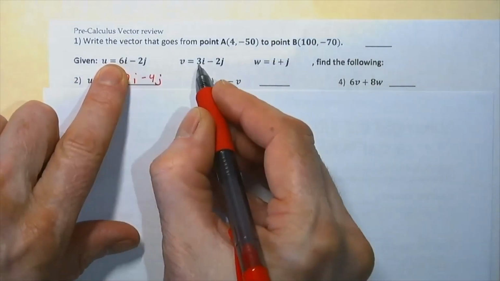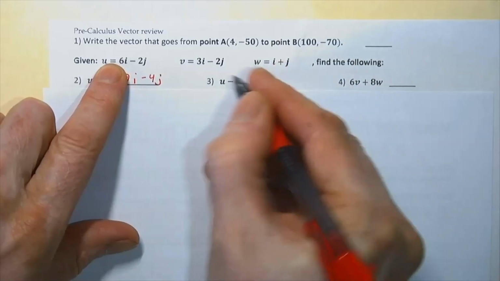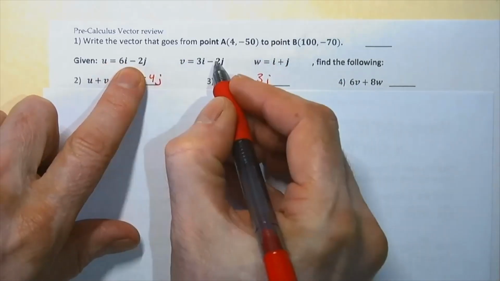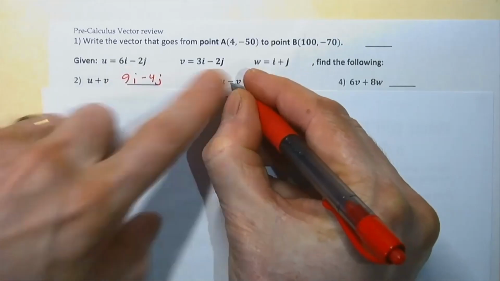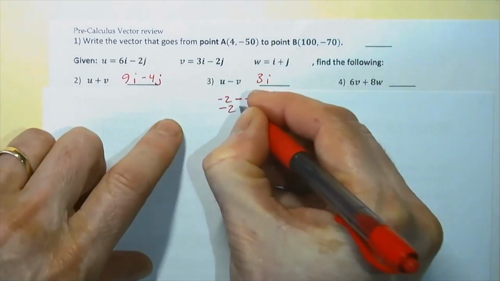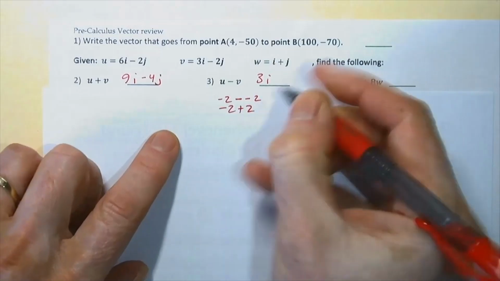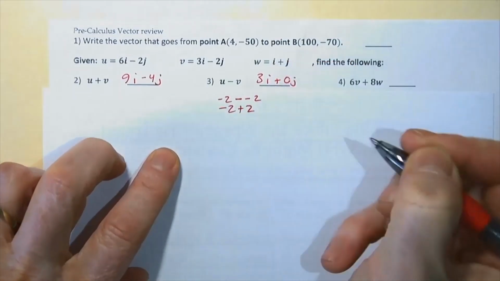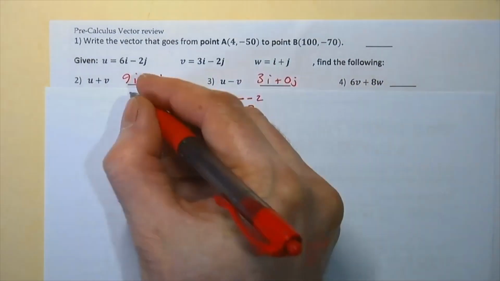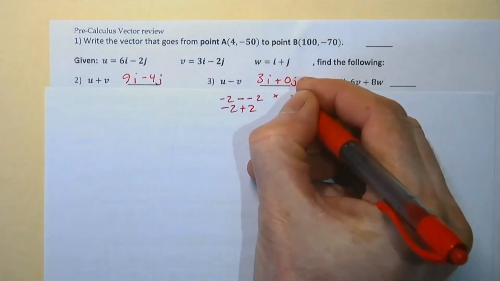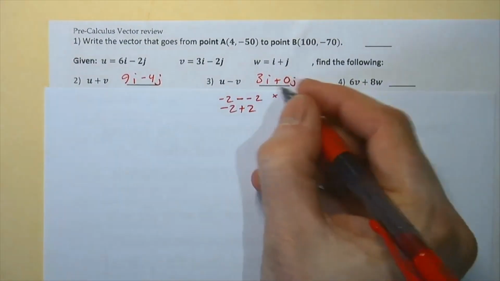6 minus 3 is 3. Be careful, -2 minus -2. -2 plus 2. That's 0J. It is a vector, so you do have to put the I and the J. Remember, I and J is really just X and Y. That's all those are, you know.